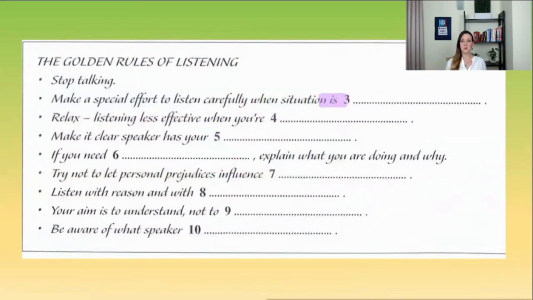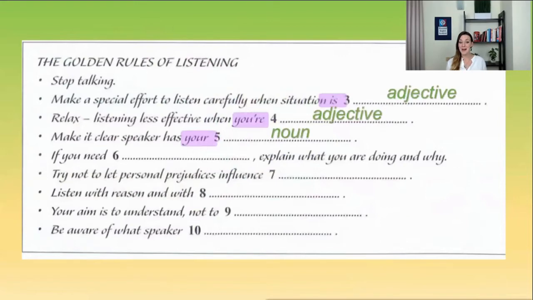So the first one, we have the word is, the verb to be. This is generally followed by an adjective, so we can guess this is going to be an adjective. The same with question 4, you are, the verb to be. Again, likely to be an adjective. Question 5, your, this would usually be something like a noun. So we can guess noun here.